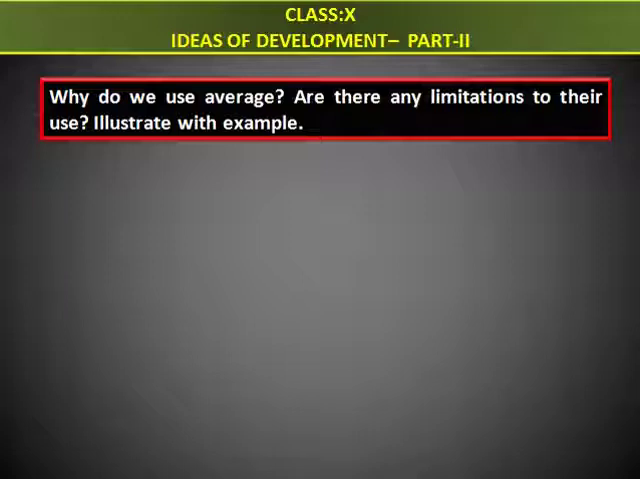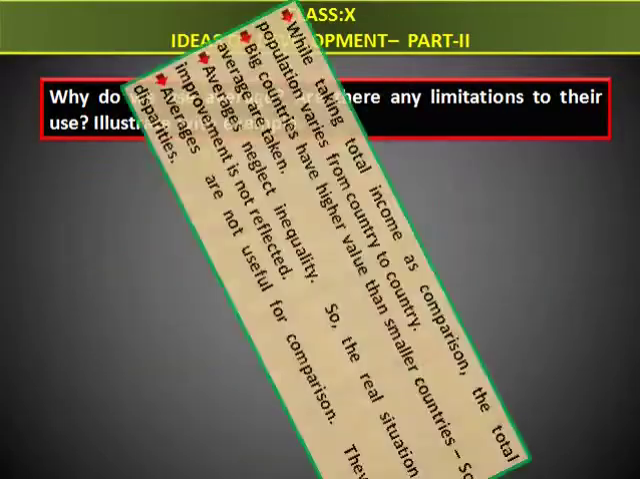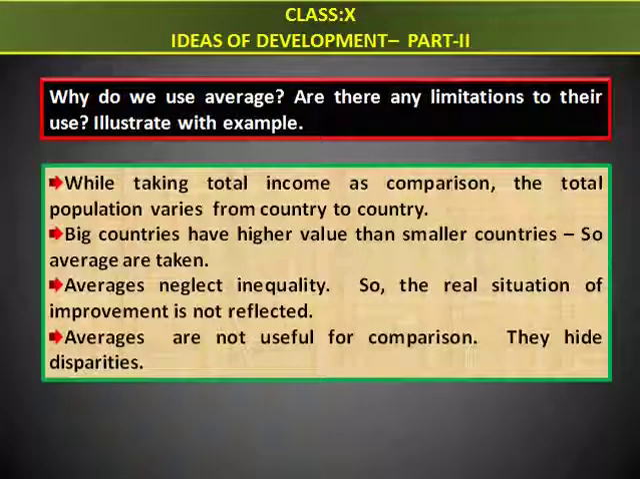Why do we use averages? Are there any limitations to their use? Illustrate with examples. While taking total income as comparison, the total population varies from country to country. Big countries have higher values than smaller countries, so averages are taken. So what happens when we take averages? Averages neglect inequality, so the real situation of improvement is not reflected. That's why averages are not useful for comparison.